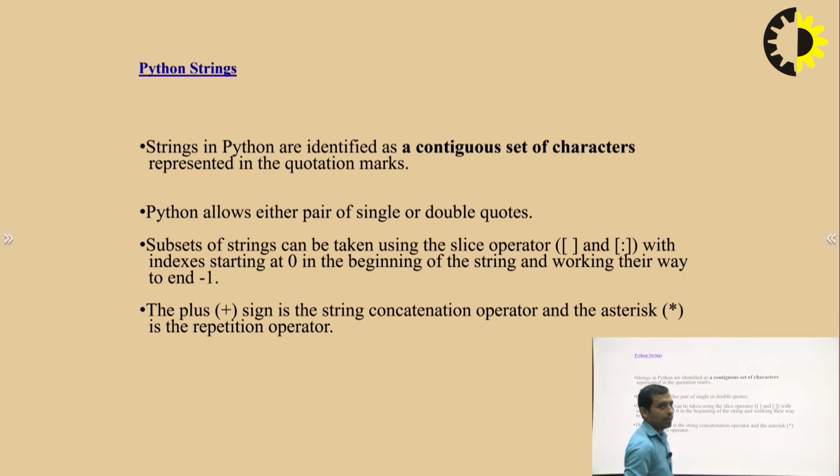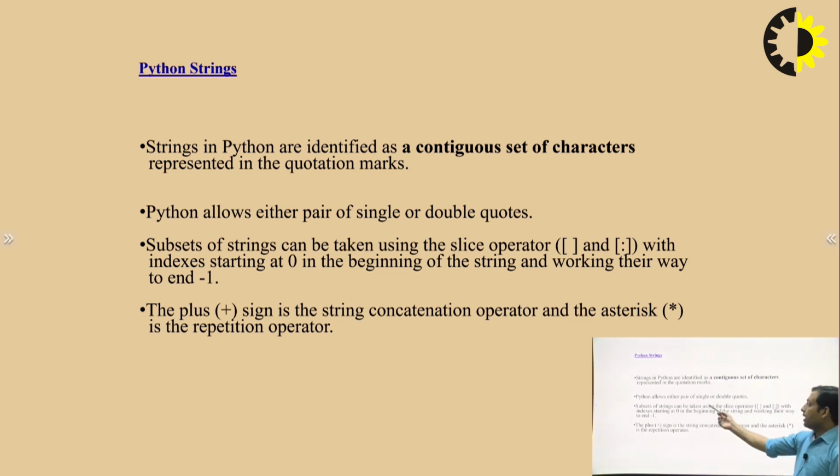The second data type is Python string. Strings in Python are identified as a continuous set of characters represented in quotation marks. These quotation marks may be single or double quotation marks. A string means a group of characters. A character may be any alphabet, any number, or any symbol also. It is simply represented as characters within double or single quotes.